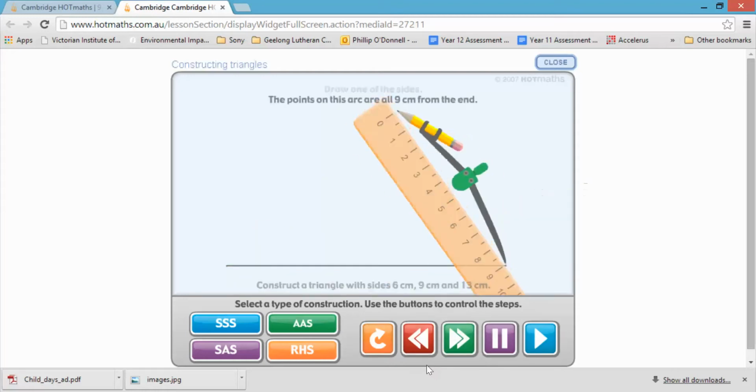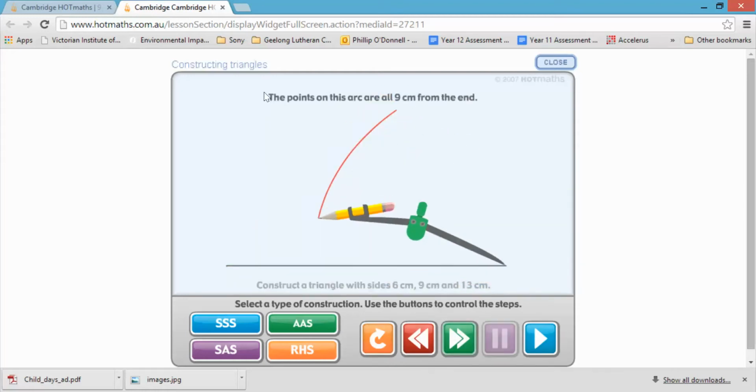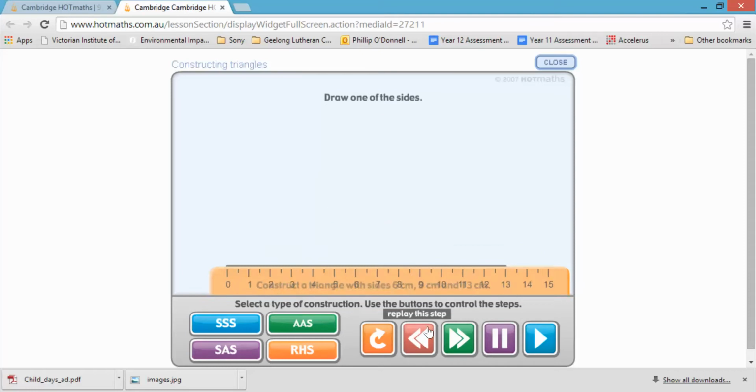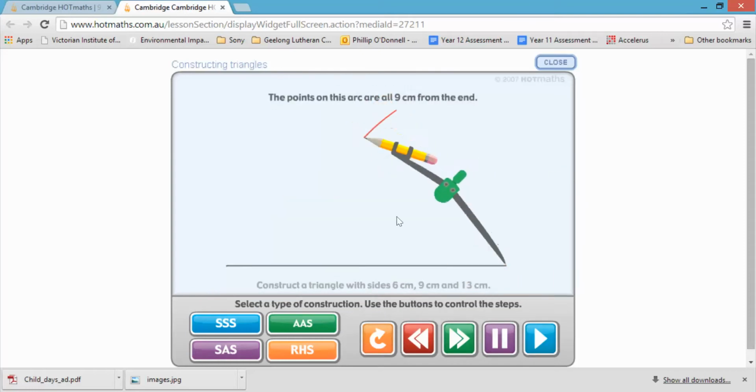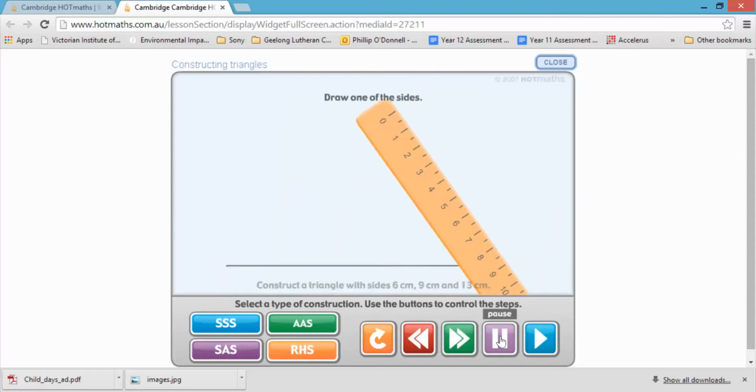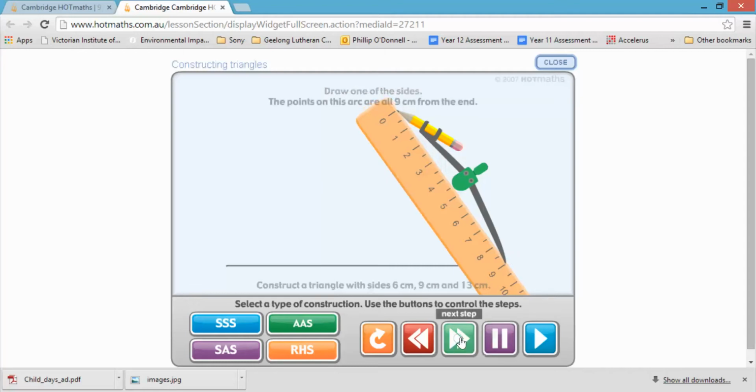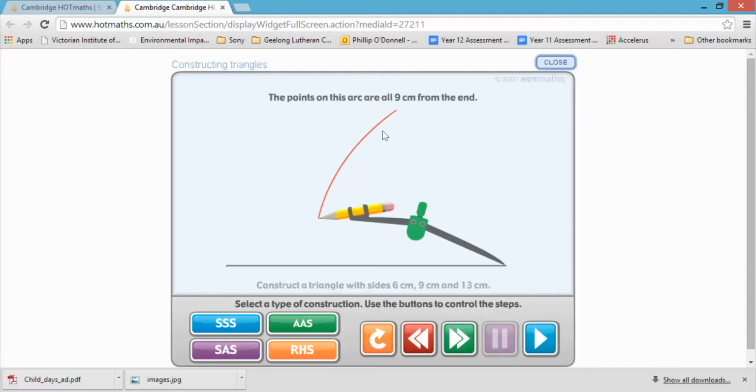We then get our compass out, all right, and we get the compass and we go 9 centimeters. Okay, so we get the compass out. The point goes at the end of that first line you've drawn. We measure out the 9 centimeters, okay, because that's one of our other sides. Okay, and we draw an arc.